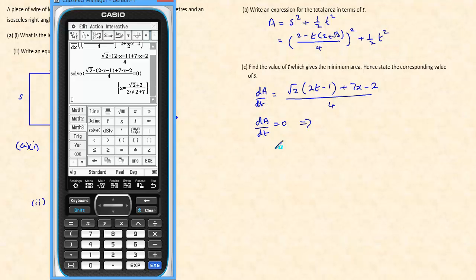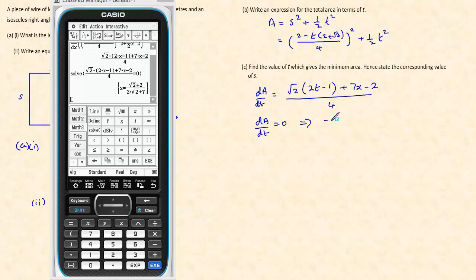So I'm in standard mode, so it's given me an exact answer. So that's x equals root 2 plus 2, of course I've used x, but it's actually t, all over 2 root 2 plus 7. Now, if we're doing this as an exam, we probably should rationalize the denominator, but I'm not going to bother in this particular situation. And then we want the corresponding value of s.